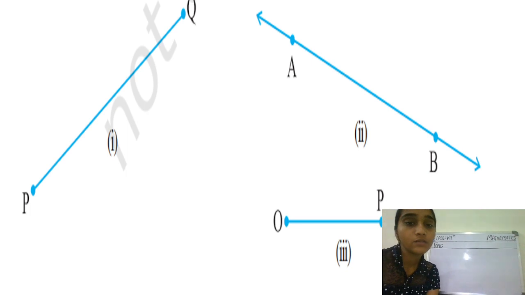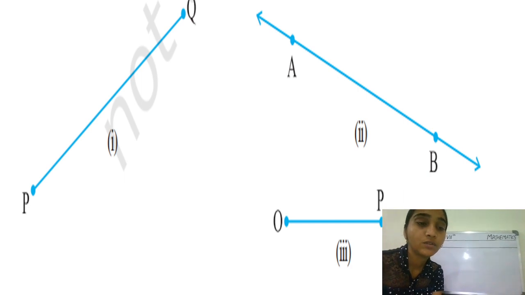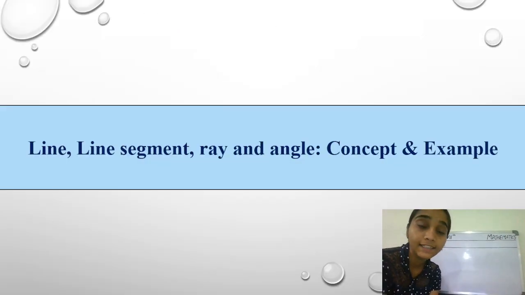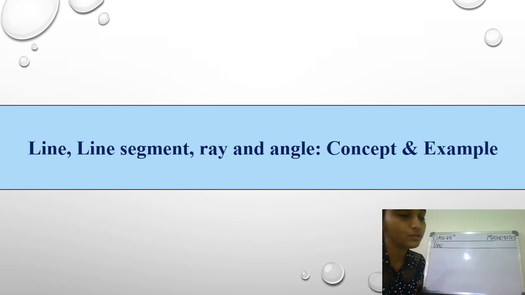Very good students. So now if I ask you, do you know what we actually call this? What is the name of PQ? What is the name of AB or this OP written? Hmm, okay, no issues students. So today we are going to study about this only, that what names do we give to these different types of straight things which you are seeing.